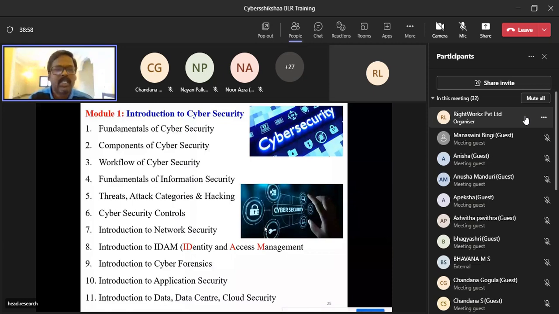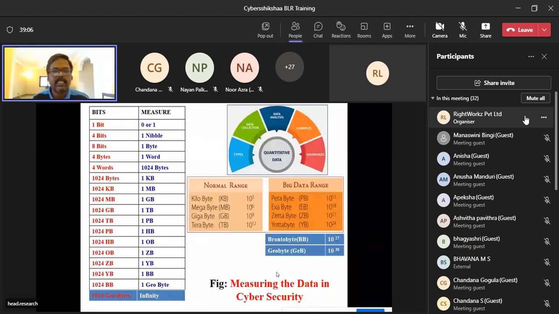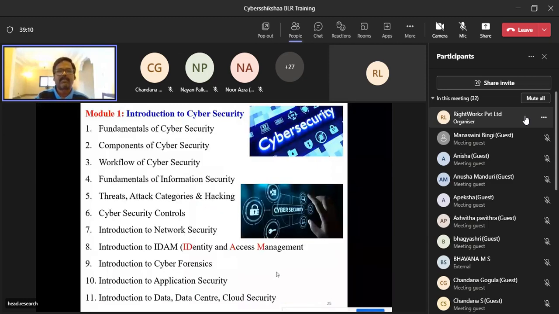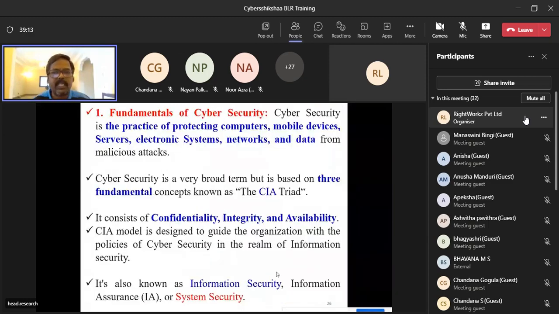So, in introduction to cyber security, the first module is introduction to cyber security. The first concept is the fundamentals of cyber security. Please listen carefully. Cyber security is the practice of protecting computers, systems, servers, mobile devices, electronic systems, networks and data from malicious attacks. That is called cyber security.